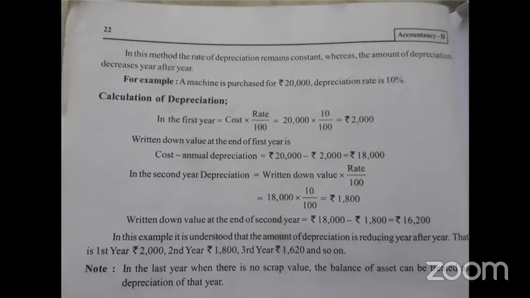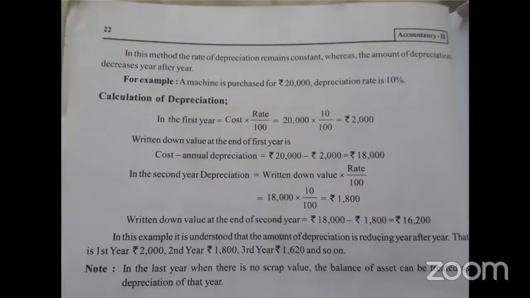In the second year, depreciation is equal to written down value into rate by 100. For the first year, cost into rate by 100. Second year onwards, written down value into rate by 100. Written down value here 18,000 into 10 by 100 is equal to 1,800. Written down value at the end of the second year is equal to 18,000 minus 1,800, which is 16,200.